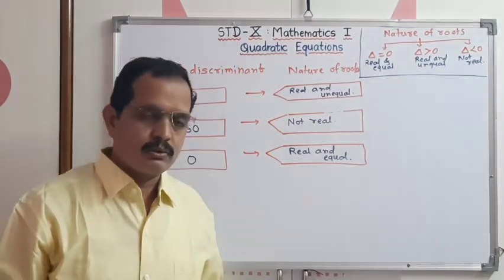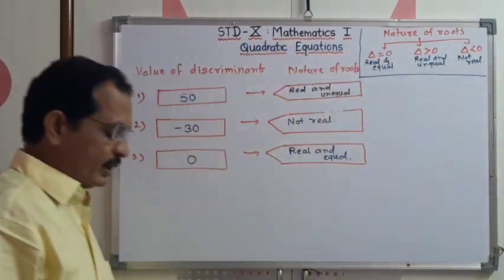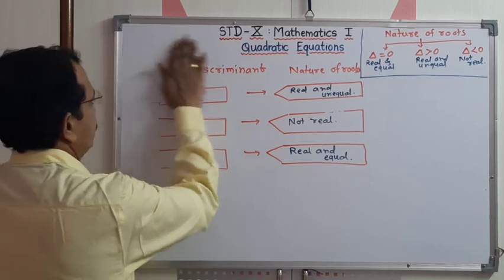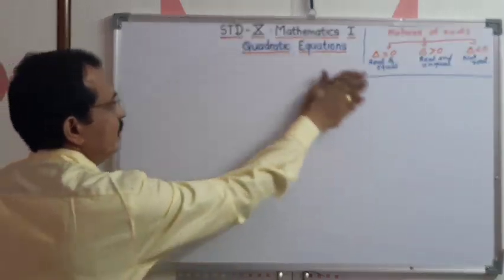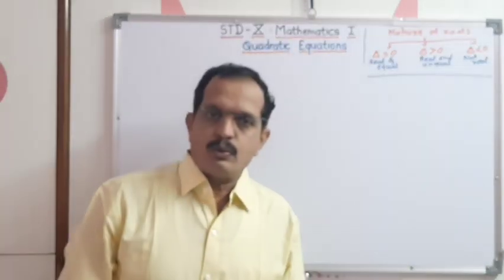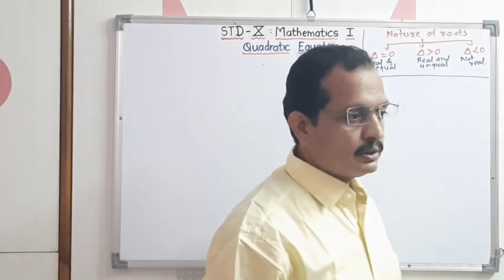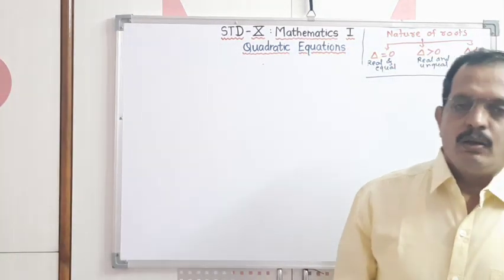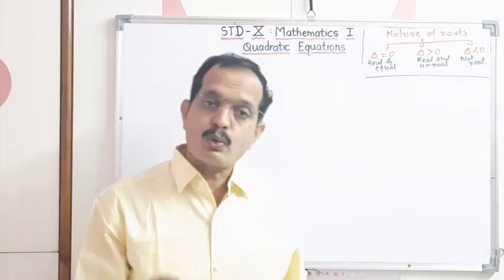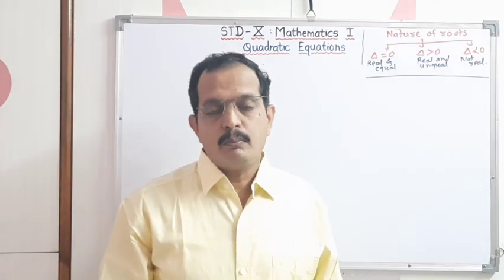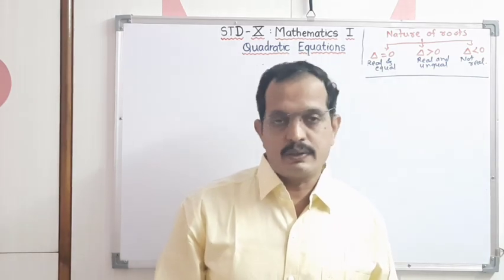Now we have to start with another property. Till now we learned how to find out the roots of a quadratic equation. There are two methods we learned. The first method is the factorization method, and the second method is the formula method. From that, if a quadratic equation is given, then we find out the roots of that quadratic equation. But now, if roots are given, then we have to form a quadratic equation.